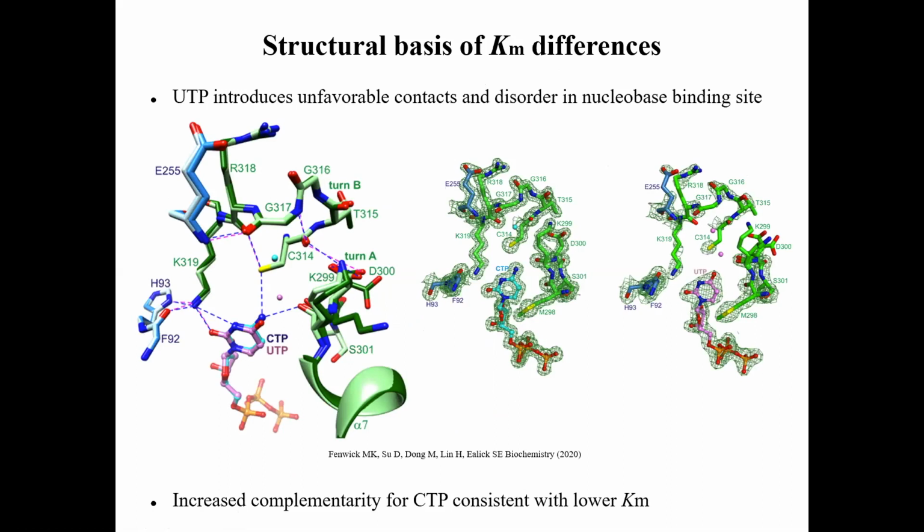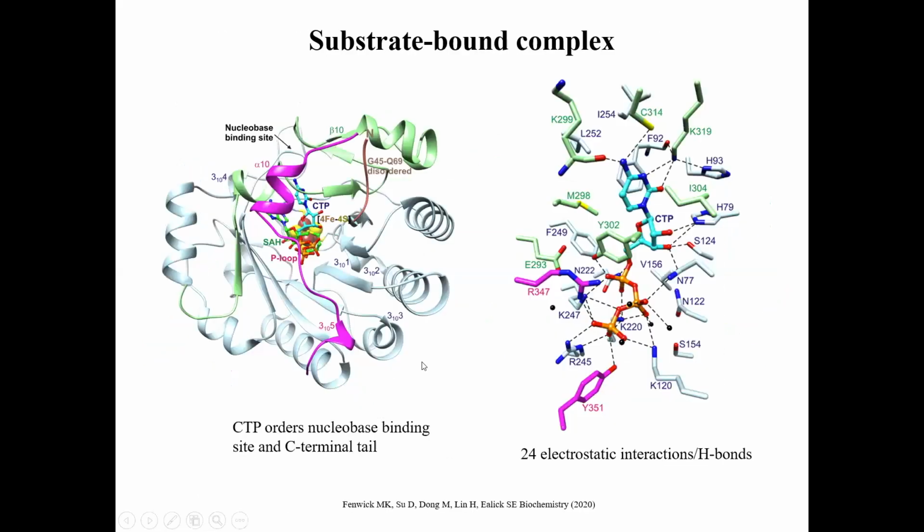That's a good question. We don't know the structure of the tail when it's not bound to the nucleotide. There is some helical character in the tail. So there's probably some unfolding and folding going on here, but I assume that the helix is ordered even when it's not bound to the core domain. Does that answer your question?